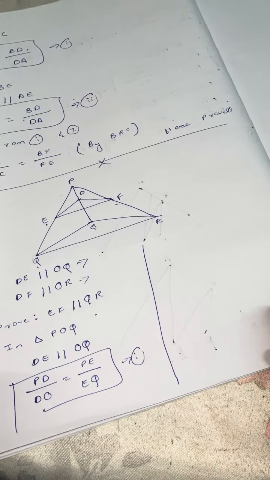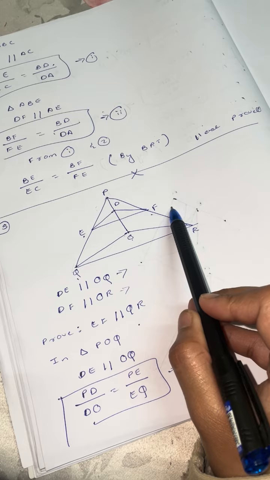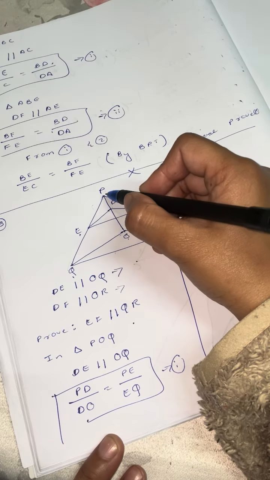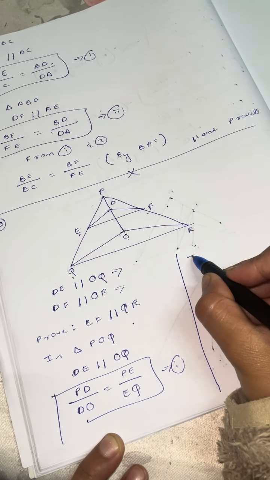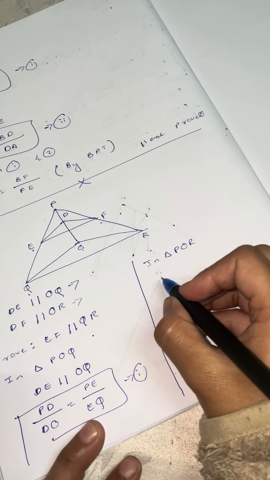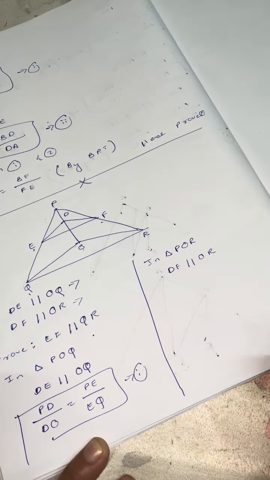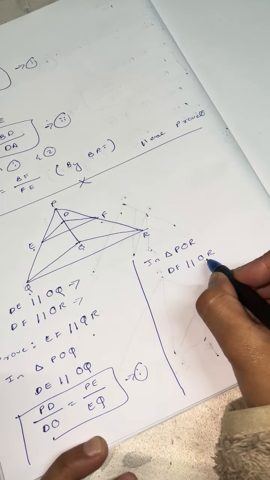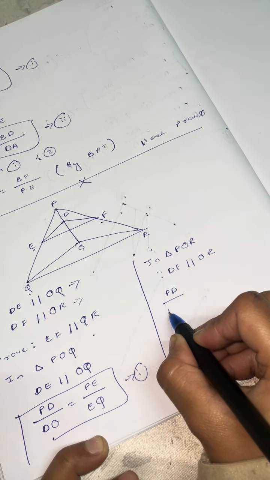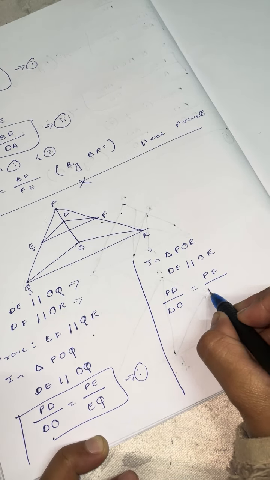Let me calculate here a bit. Now we do something else. Since DF is parallel to OR, we get another triangle, that is triangle POR. In triangle POR, DF is parallel to OR. So we can say PD is proportional to DO, and PF is proportional to FR.